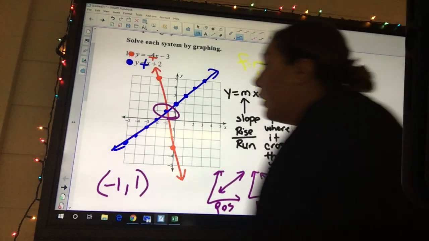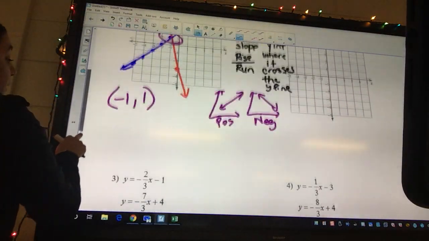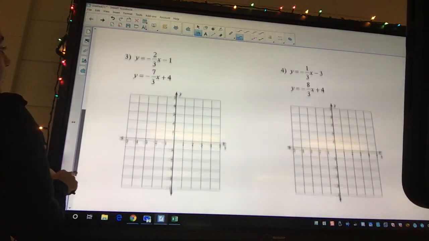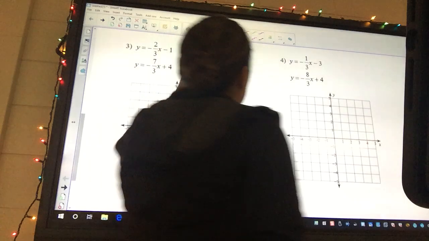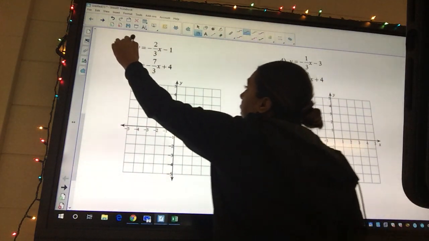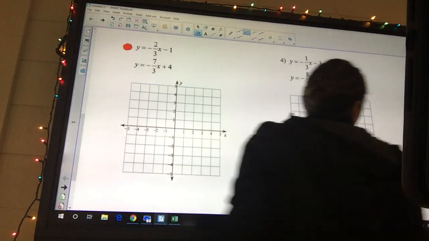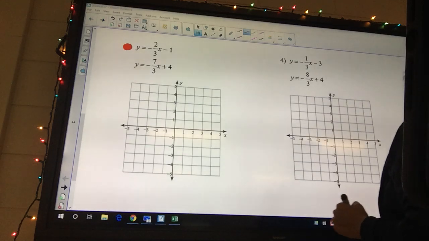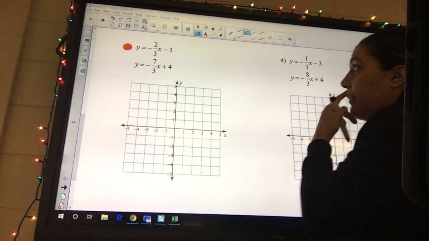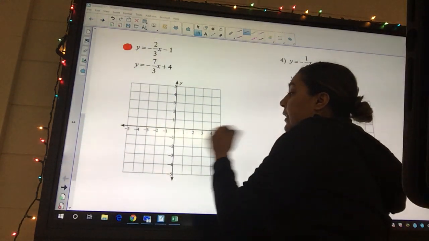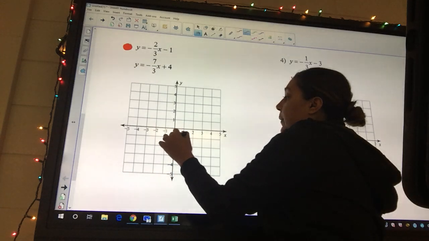There we go. Okay, so number 3, same thing. I'm gonna graph the very first one in red. Okay, so I graph my y-intercept first, and that's at -1, so we're gonna put a dot.